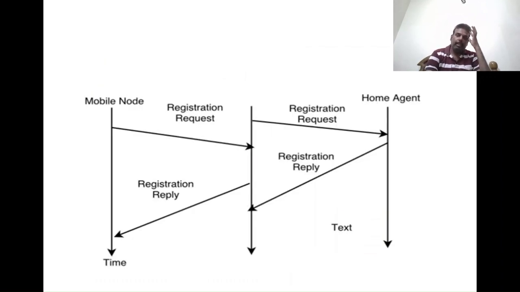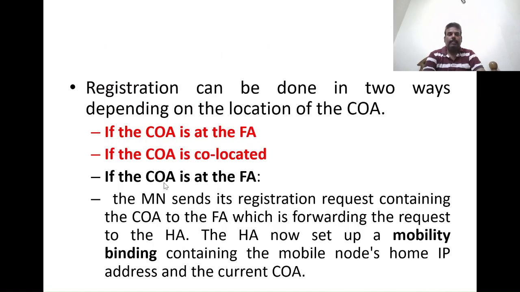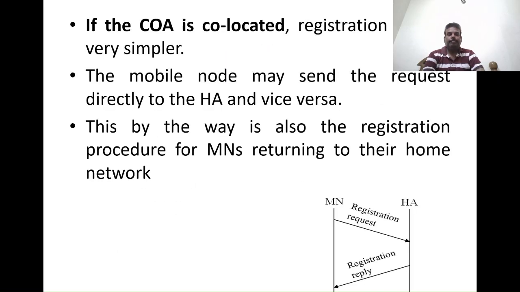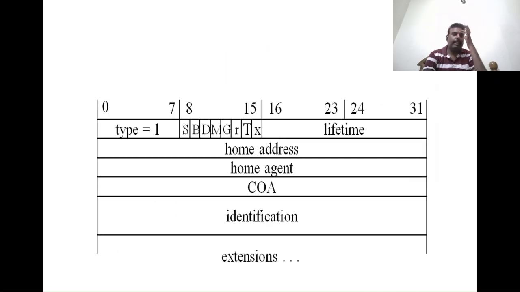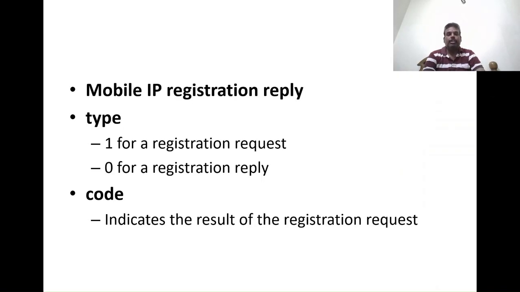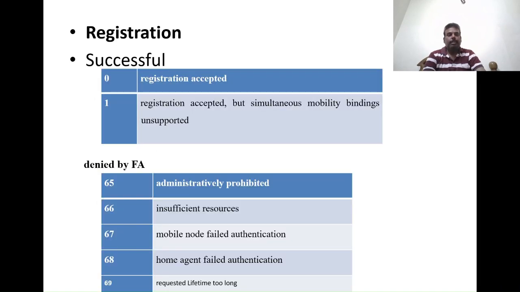So this is my timeline diagram for this registration, with the care of address. This is the protocol diagram for my registration request messages. I have two kinds of message, type 1 and type 2. Type 1 is the registration request message received by the protocol. Type 3 is the registration reply message. If the code is 0, the registration is accepted.